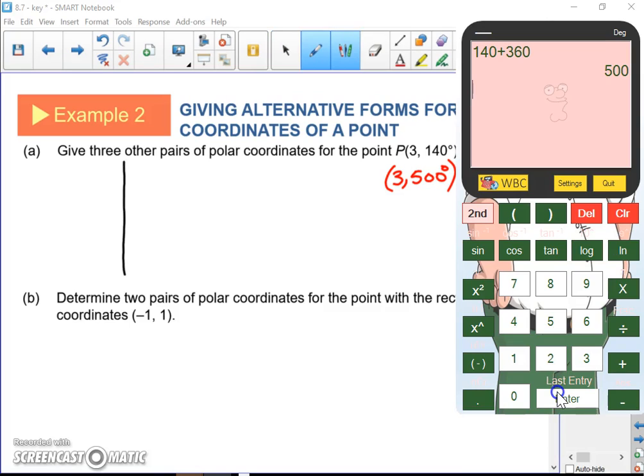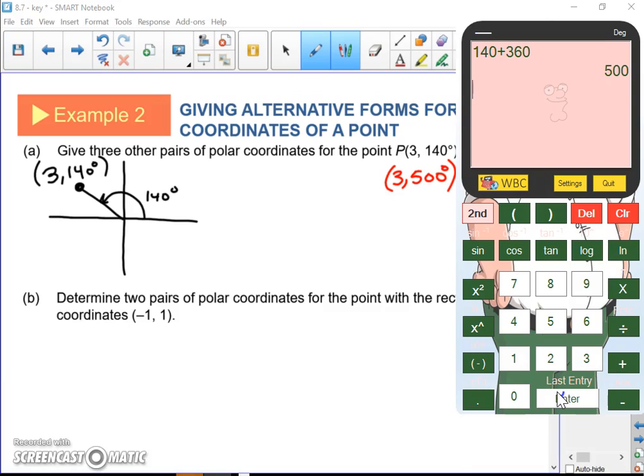Let's visualize where this is. 140 degrees puts us, I don't know, about there. So let's say that's a distance of 3 at an angle of 140 degrees. So this is the point 3, 140. Think about other ways of representing this point.